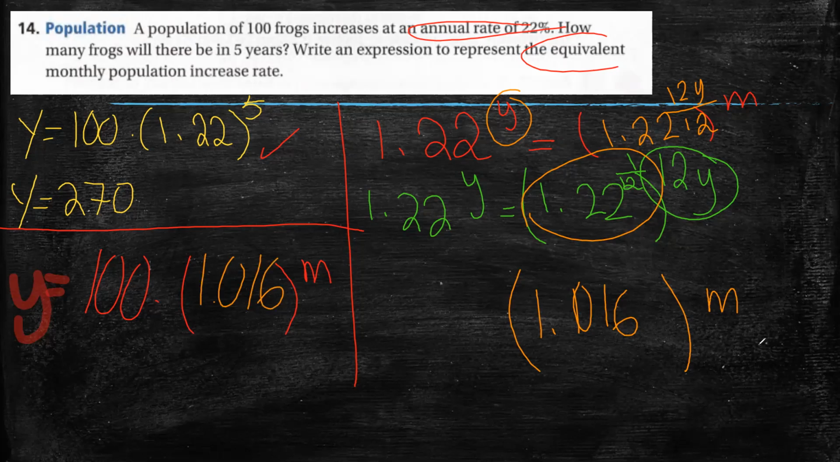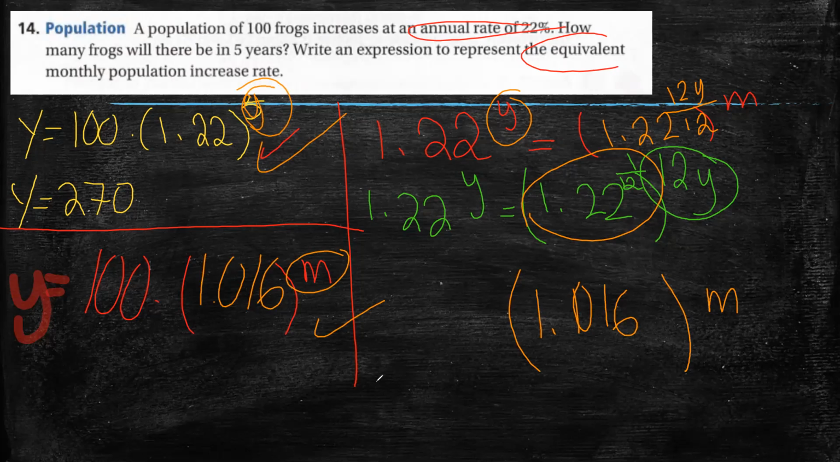So if later on I ask you how many frogs you will have after 3 months, you will use the second expression because m is in months. If I ask you now how many frogs there will be after 10 years, you will use the first expression. Is it clear now?